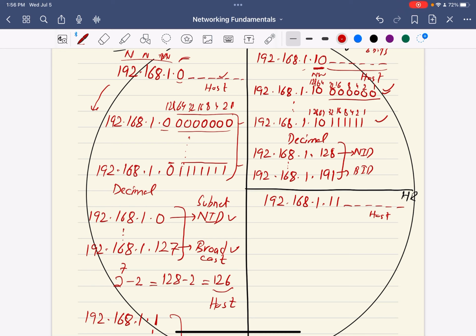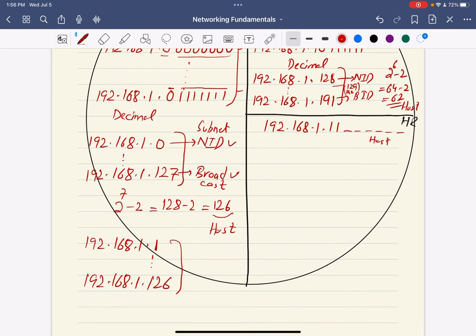What would be the number of hosts? As you know, how many host bits we have? 6 bits, right? 2 power 6 minus 2, which is equal to 64 minus 2 is 62. 62 different hosts can be generated. Values are in between. So it could be 129 all the way to 190. These are basically the reusable IP addresses.